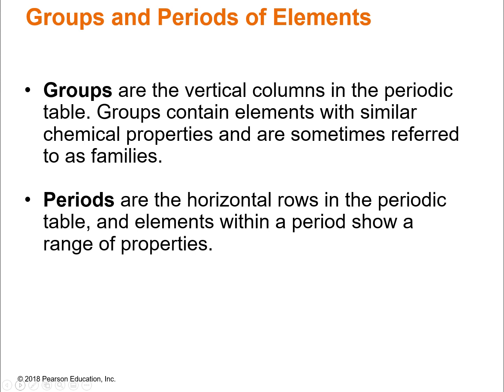The first two terms that I'm going to add to your vocabulary are groups and periods. The groups are the vertical columns, and all the elements within a group have similar chemical properties. The periods are the horizontal rows. There's no rhyme or reason in terms of the properties that the elements have in a period.